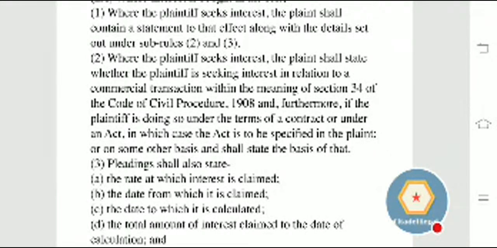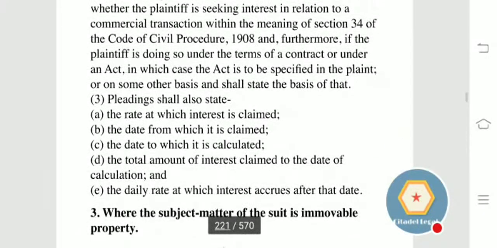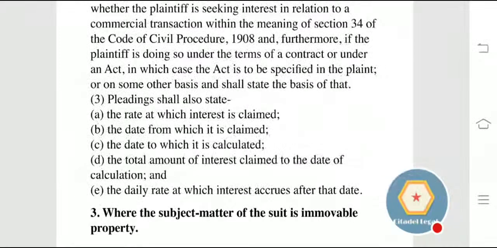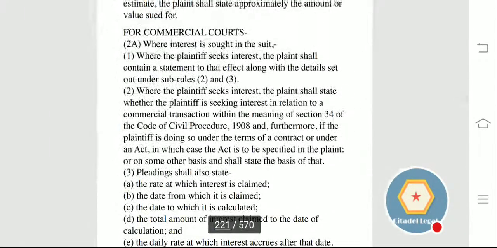And furthermore, if the plaintiff is claiming interest under the terms of a contract or under an Act, in which case the Act is to be specified in the plaint, or on some other basis, the plaint shall state the basis of that. The pleading shall also state: (a) the rate at which the interest is claimed, (b) the date from which it is claimed, (c) the date to which it is calculated, and (d) the total amount of interest claimed to the date of calculation and the daily rate at which interest accrues after that date. Okay, these are the things specified for commercial courts.